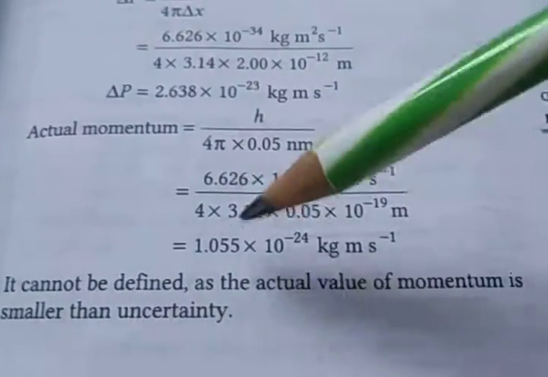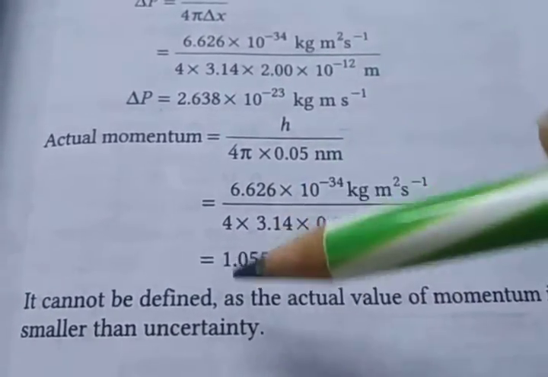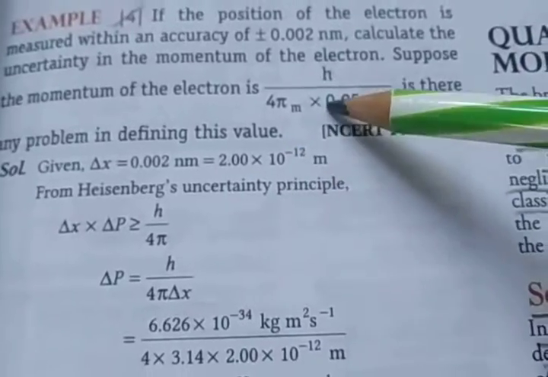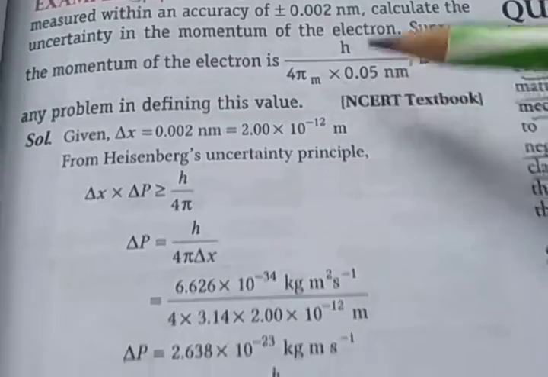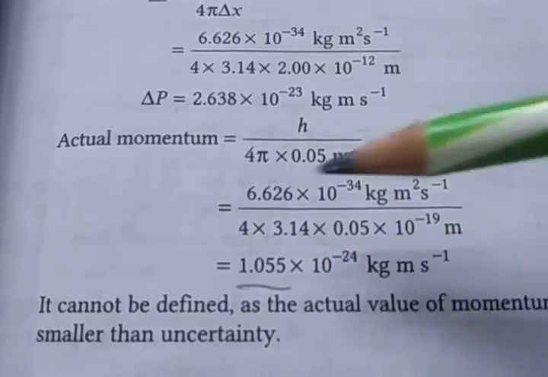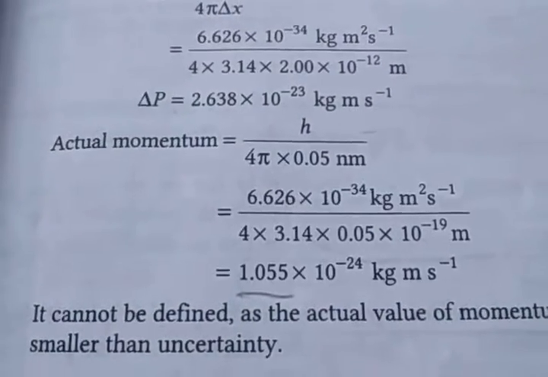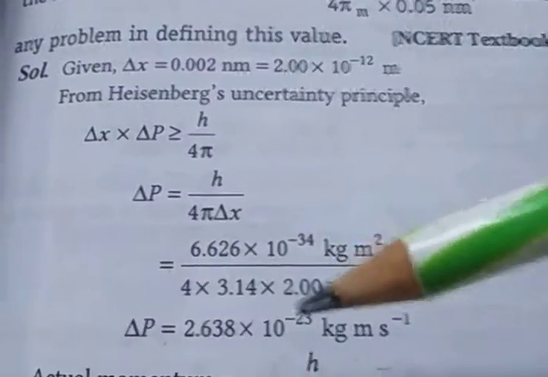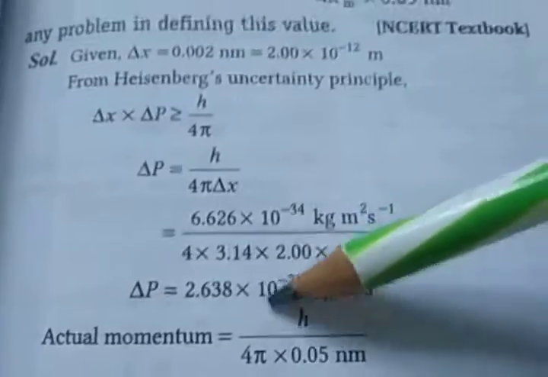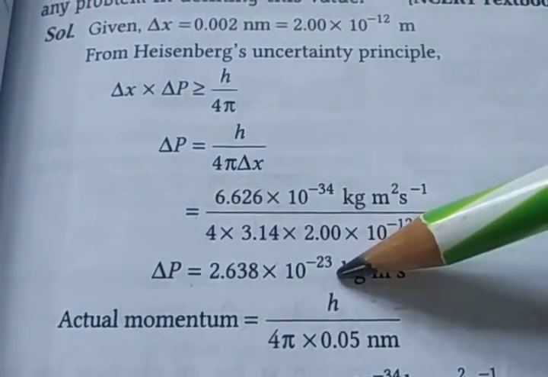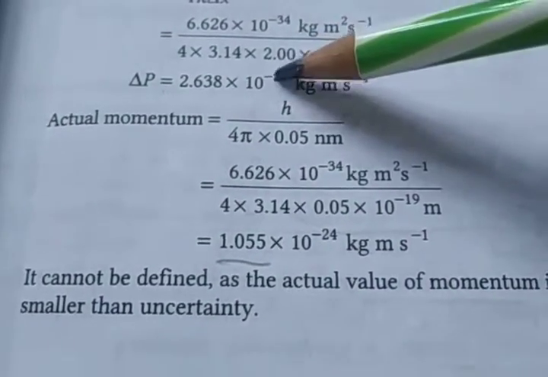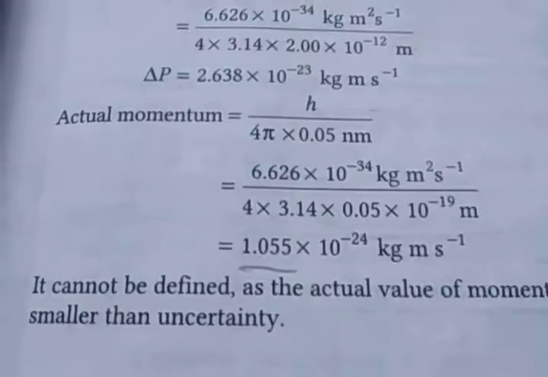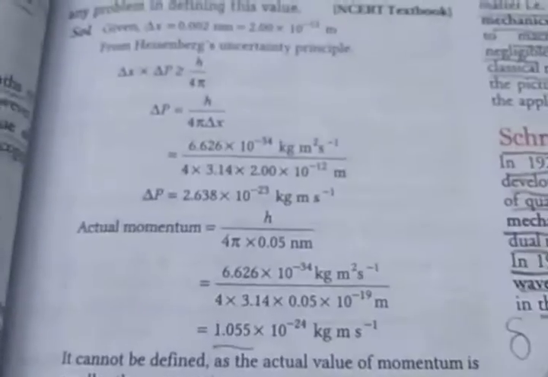Okay, this is the actual value, because the actual momentum given in the question is h upon 4 pi m into 0.05 nanometer. So according to this, the actual momentum value comes to 1.055 into 10 to the power minus 24, but practically we have to find the uncertainty, and the value comes to 2.638 into 10 to the power minus 23. So the actual value of the momentum is smaller in comparison to the uncertainty, so it cannot be defined. Got it?